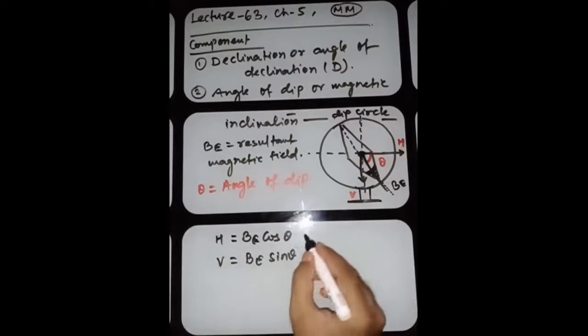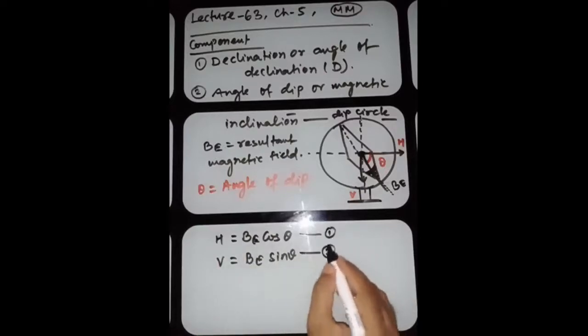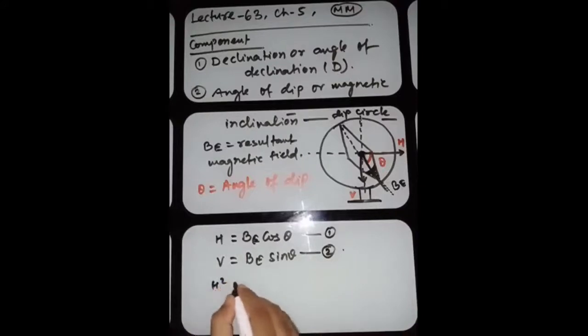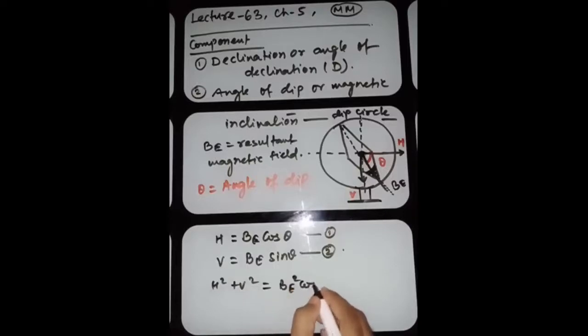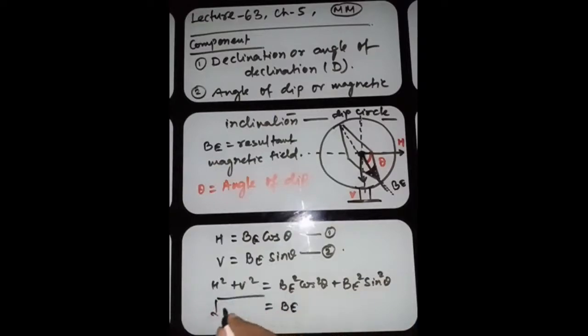How? Squaring both equation 1 and 2 and summing up, H square plus V square, what you will get? BE square cos square theta plus BE square sin square theta. Here BE square is common, and taking the square root, we eliminate the square: BE equals the square root of H square plus V square. This is the resultant magnetic field if the horizontal and vertical components are given.